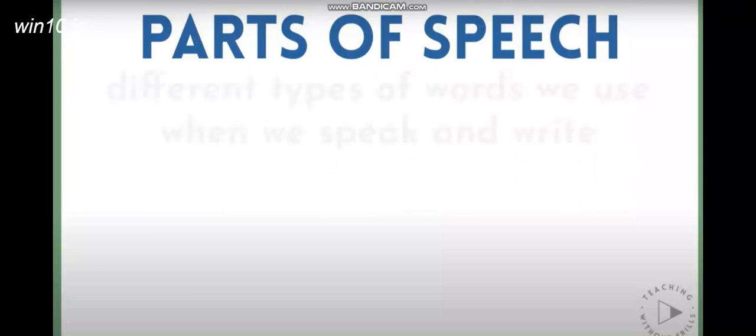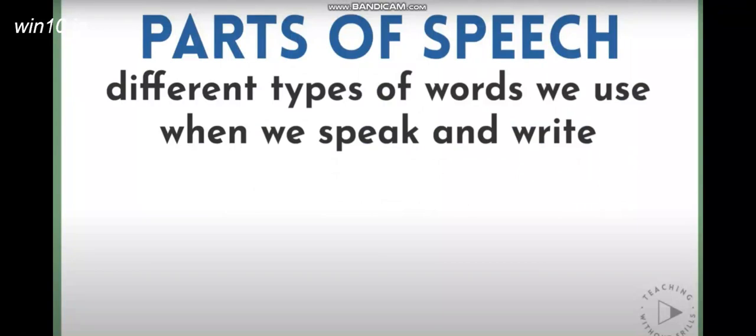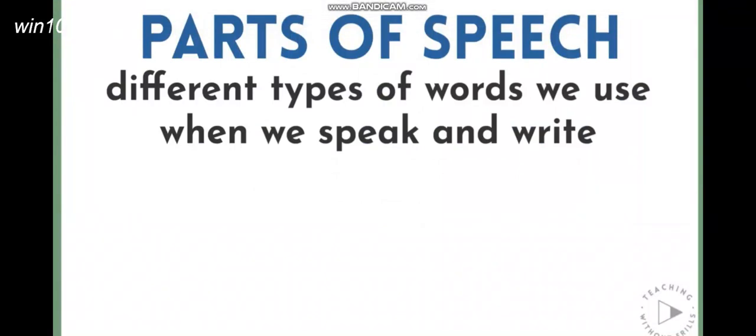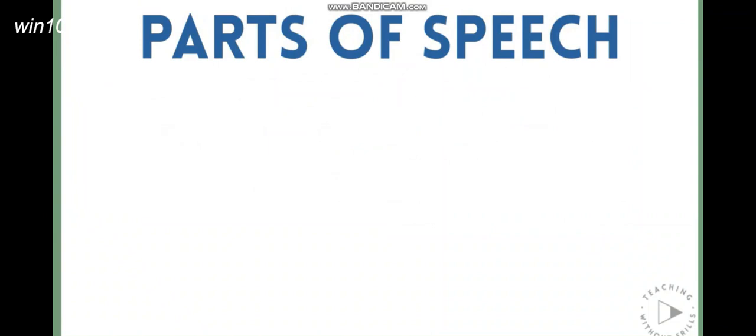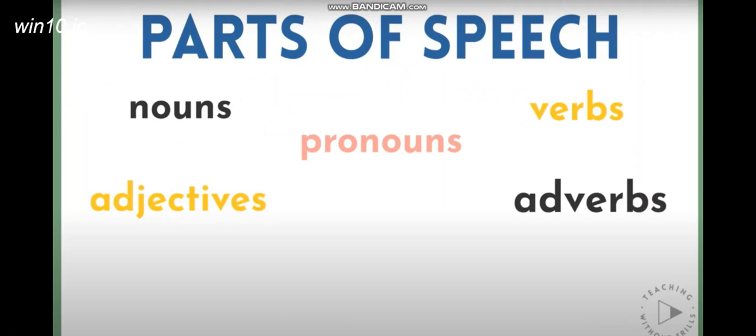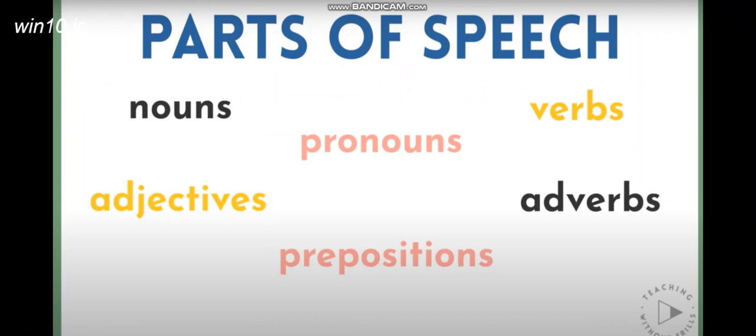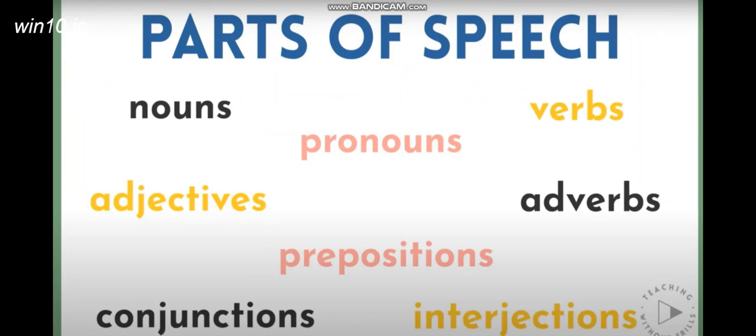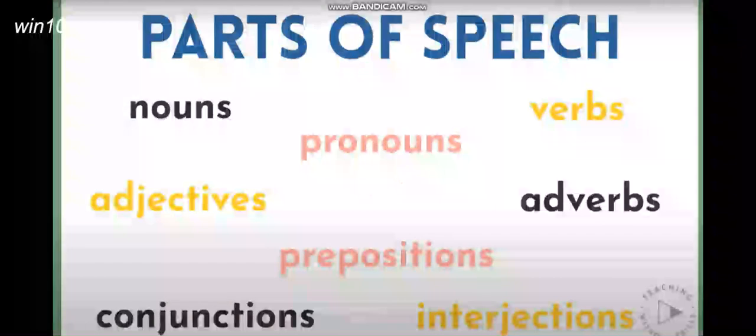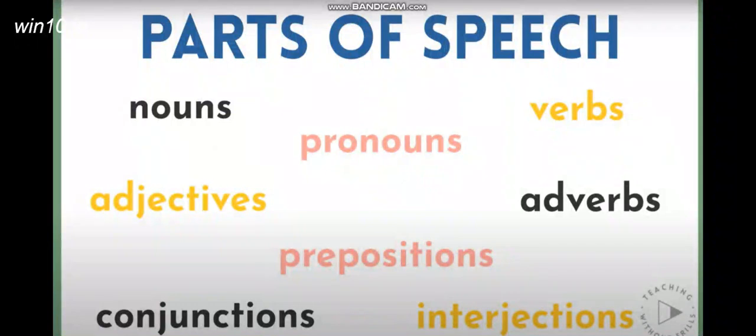Are different types of words we use when we speak and write. There are 8 main parts of speech: nouns, pronouns, verbs, adjectives, adverbs, prepositions, conjunctions, and interjections. Yes, there are different parts of speech: nouns, pronouns, verbs, adjectives, adverbs, prepositions, conjunctions, and interjections.